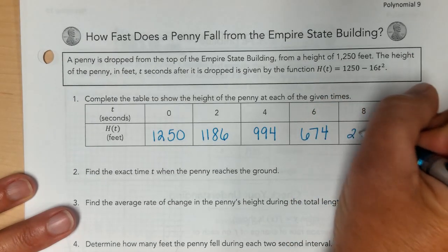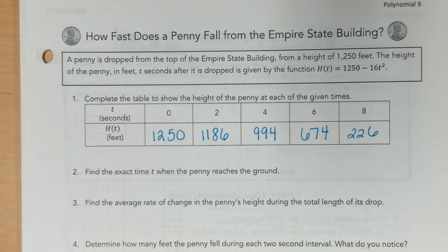226. So all we're doing here is plugging in a number for t, squaring it, multiplying it by -16, and adding 1250 to it. Do you agree? Yeah. Okay. So number 2 tells us to find the exact time t when the penny reaches the ground. So how am I going to do that?